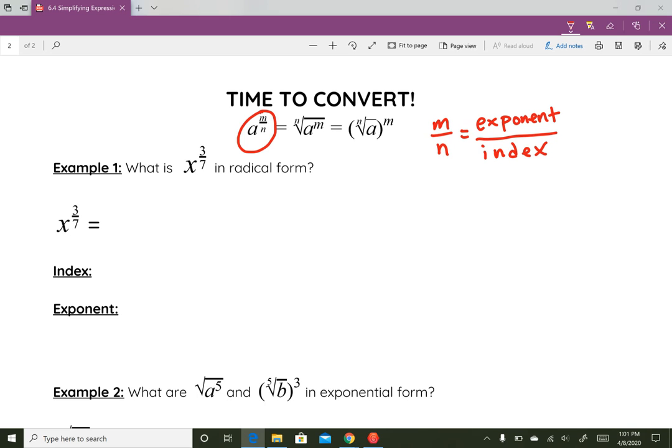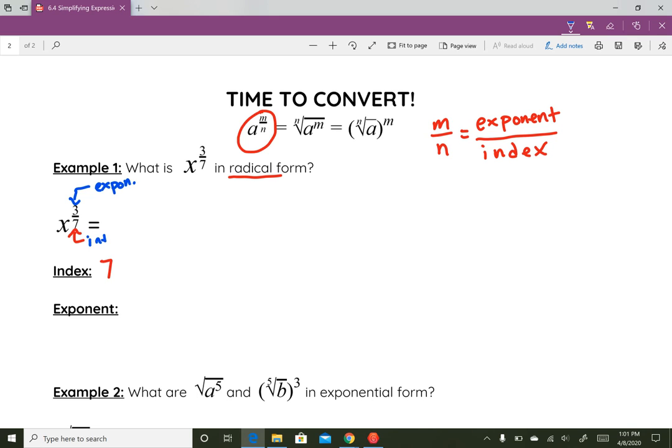So what I have here is x to the 3 over 7. I want to turn this exponential form into radical form, exponential form into radical form. So what's my index? My index is going to be the one that's on the bottom. So that's going to be the 7. So this is the index. My index is 7. And then up at the top, this is my exponent.